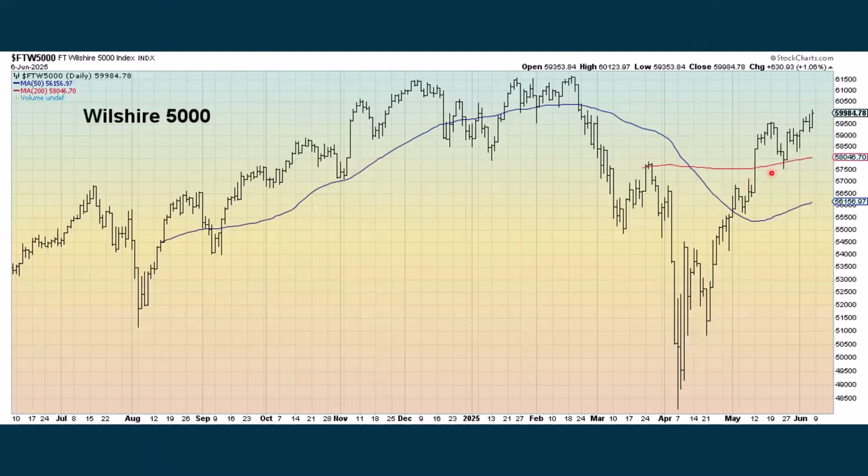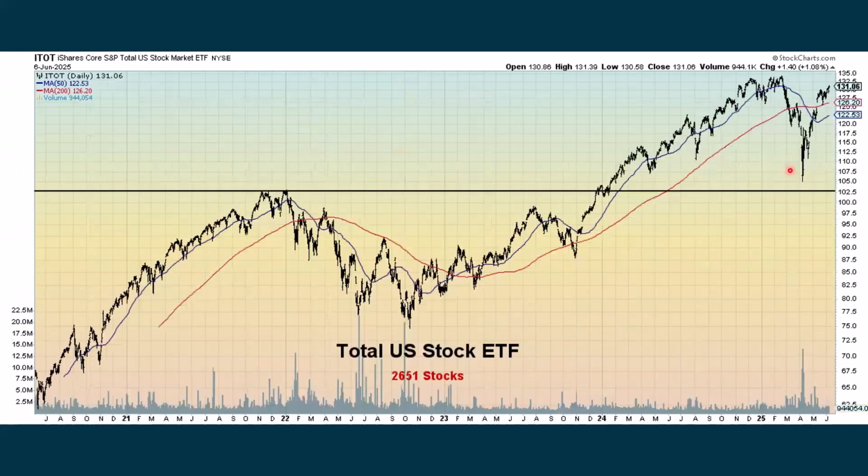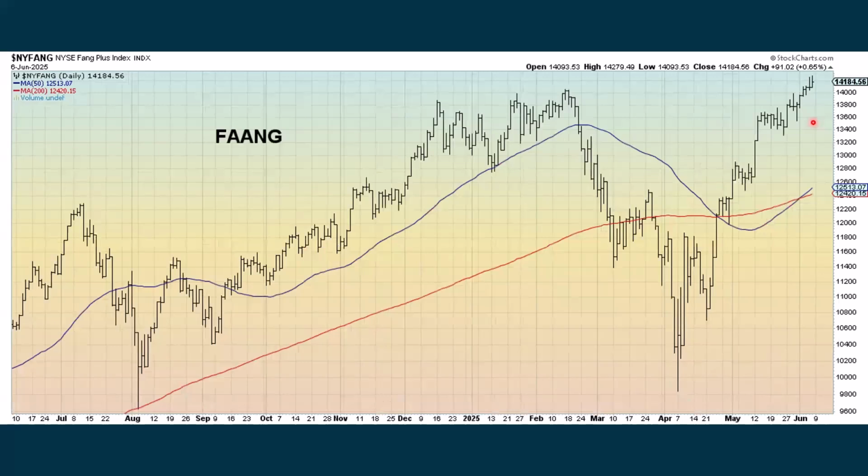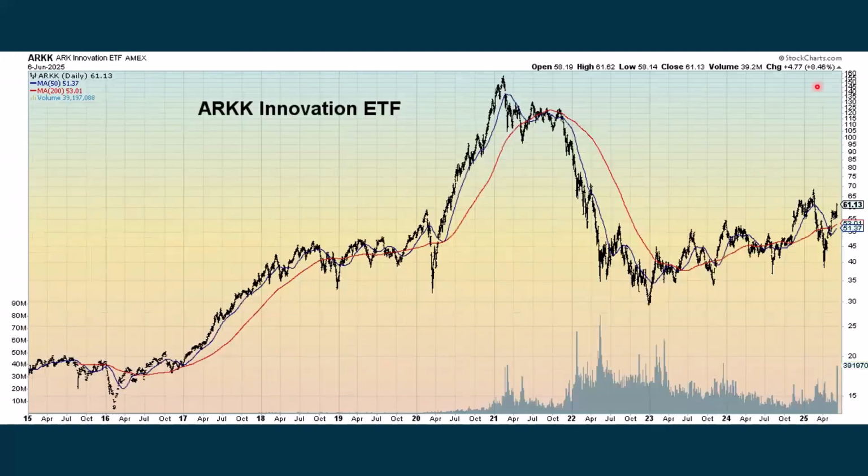Here's a daily chart of the Wilshire 5000 in a downtrend, but still above its 200-day moving average. Total U.S. stock ETF, pretty much the same thing. I used both of these charts to get a broad market look at stocks. Then the FANG index. This is why I'm saying maybe the big stocks are starting to kick into gear. This is Facebook, Apple, Amazon, Netflix, Google, Nvidia, just generating a golden cross and really doing well, setting an all-time high here in Friday's session.